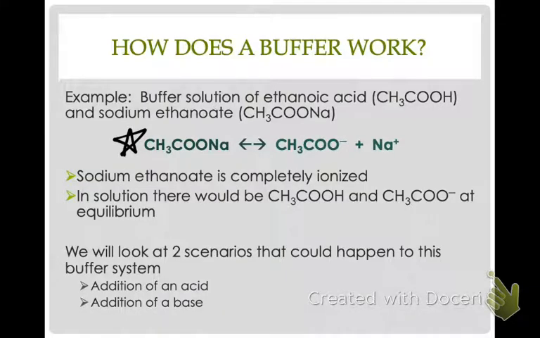So in solution, if we were to look at a beaker of this solution, we would have ethanoic acid and we would have the ethanoate ion at equilibrium. We'd also have some of the sodium ions floating around too, since that is part of the buffer. We're going to look at two scenarios that could happen to this buffer system. The first scenario is the addition of acid, and then we'll look at a scenario where we add a base to this particular buffer system.